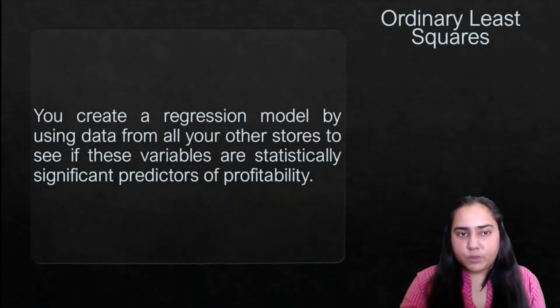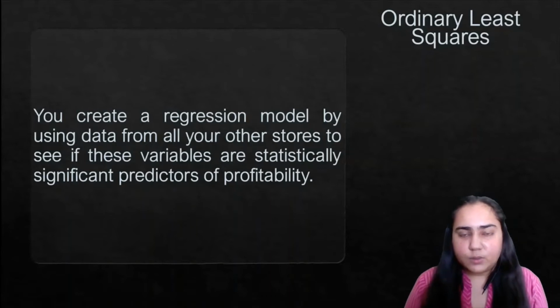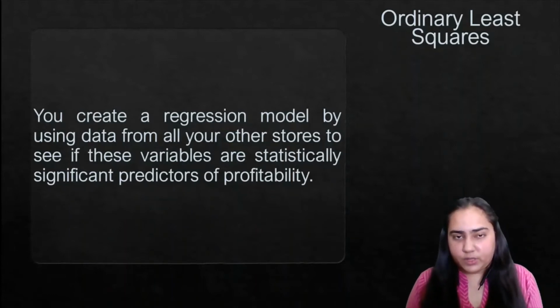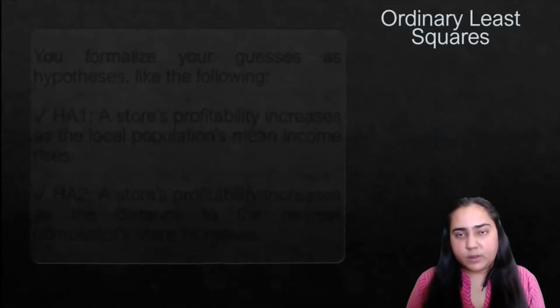Now you create a regression model by using data from all your other stores to see if these variables are statistically significant predictors of profitability. So you're not just going to go with your intuition in this case. You already know that X1 and X2 that we saw earlier might be statistically significant predictors of profitability when it comes to deciding a location for a store. But you still want to be sure, you want to test that hypothesis. And so you create a regression model to test the hypothesis by using the data from your previous stores. You already have so many stores.